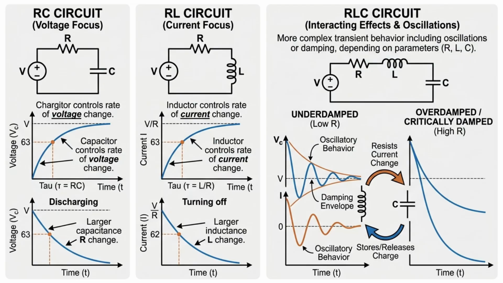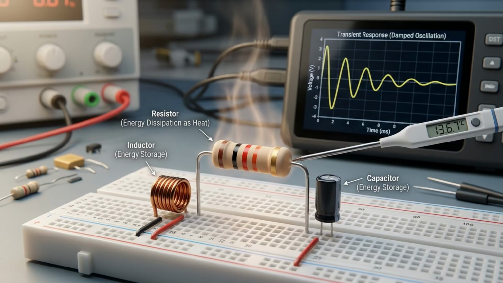In RC circuits, the capacitor controls how quickly voltage changes, while in RL circuits, the inductor controls how quickly current changes. In RLC circuits, both effects interact, creating more complex transient behavior that may include oscillations or damping, depending on system parameters. The resistor plays a different role by dissipating energy as heat, which gradually reduces the system's stored energy. This energy loss determines how quickly the transient response decays and how fast the system reaches steady state.